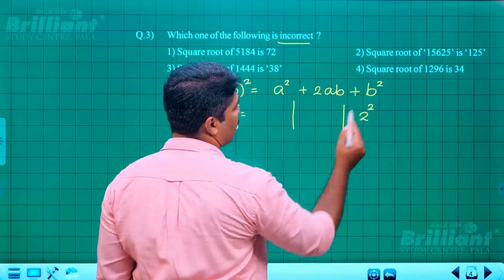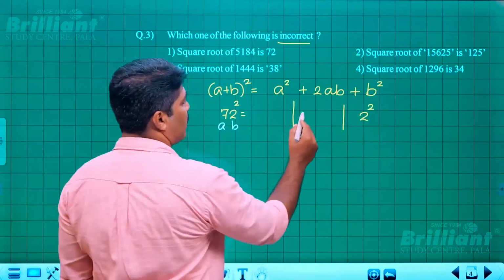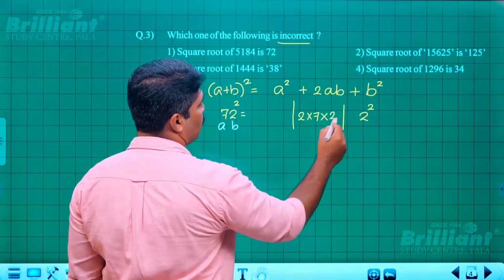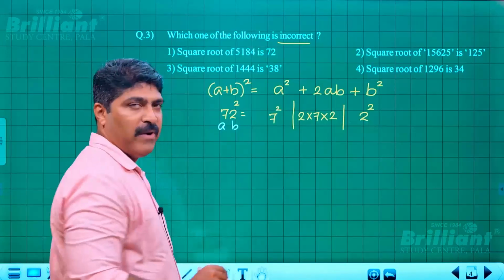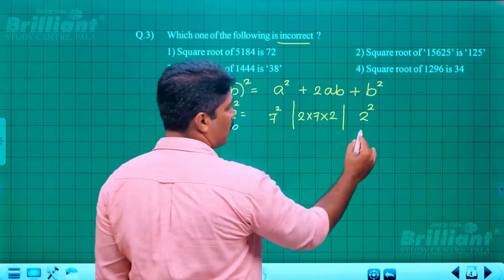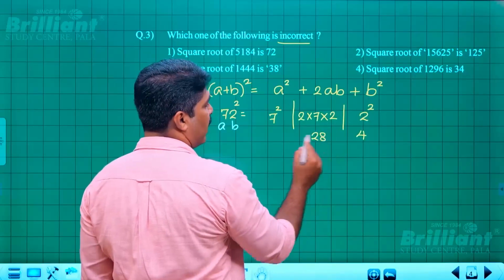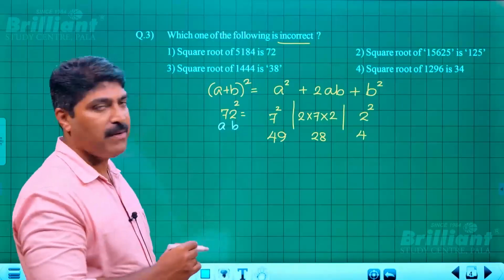Only for this first example, I will write down the entire step of operation. For the middle one, that is 2ab, 2 times 7 into 2. And the last one is a square. So 2 square is equal to 4. What is this one? This is 28. And what about this one? This is 49. And that is how to find the square of 72.